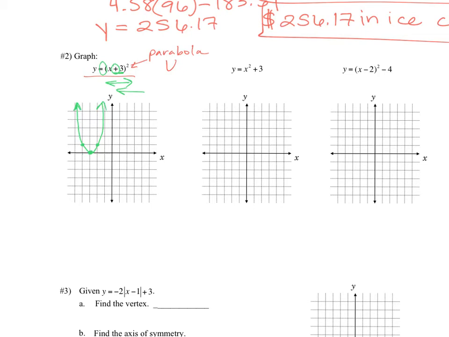Next graph, this plus 3 is on the outside, not inside parentheses, so this is your up and down. When it's positive, you're moving up. So we're going to go up 3 from 0, 0, right here. There's no negative out in front of here, so it's going to open up. So we're going to put our next 2 points on and do our U-shaped curve, just like that. Okay, another U-shaped curve, right?